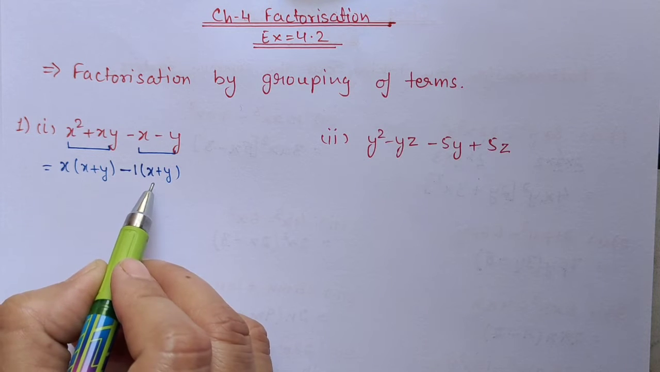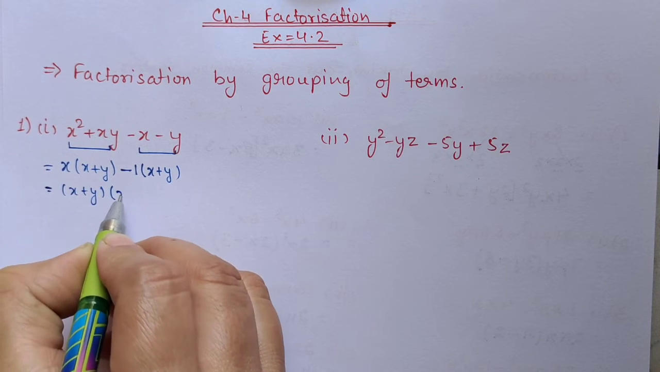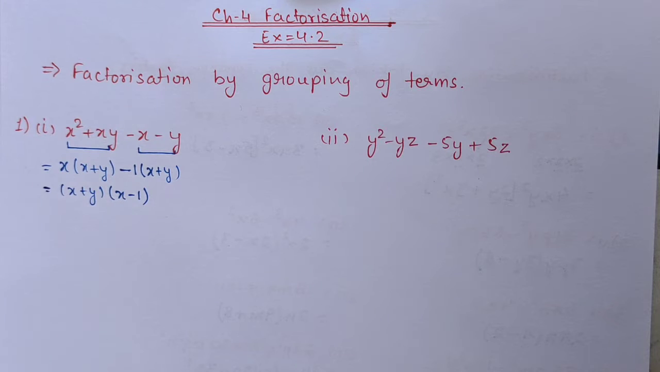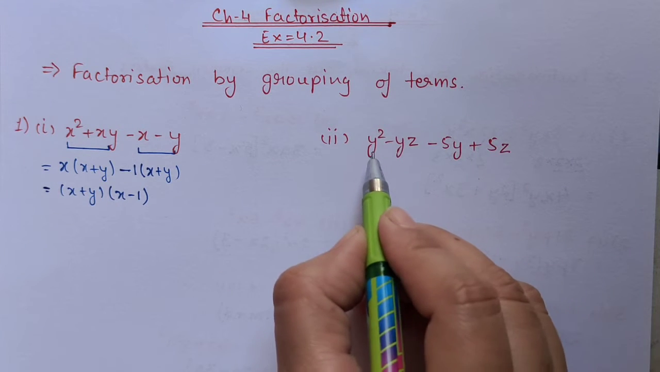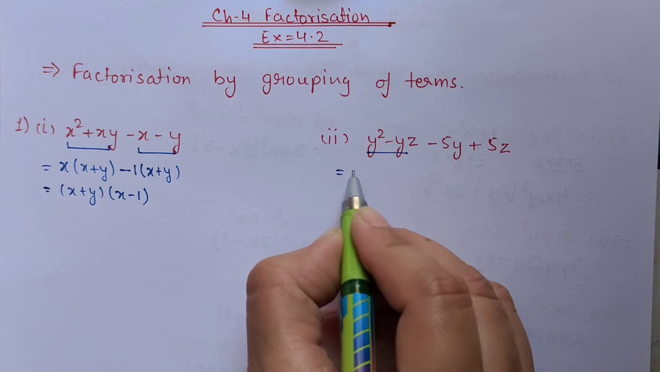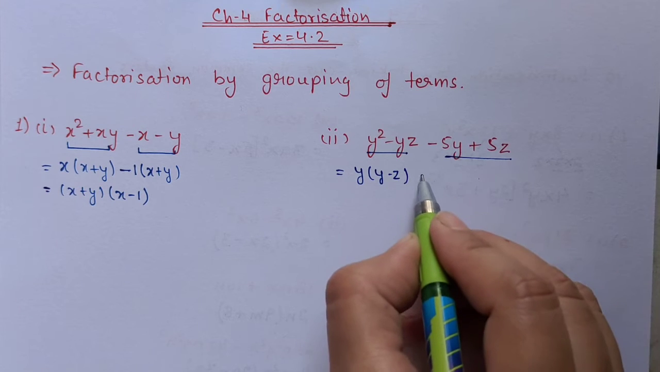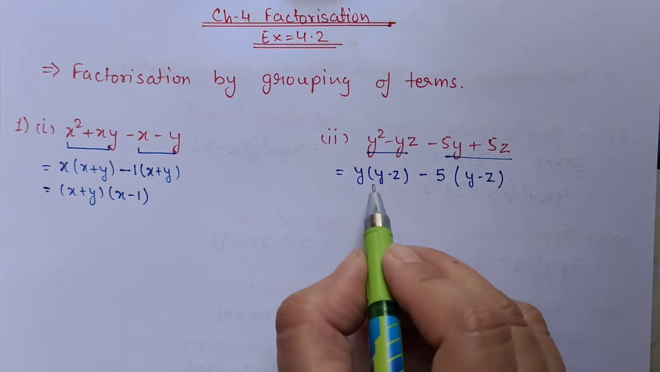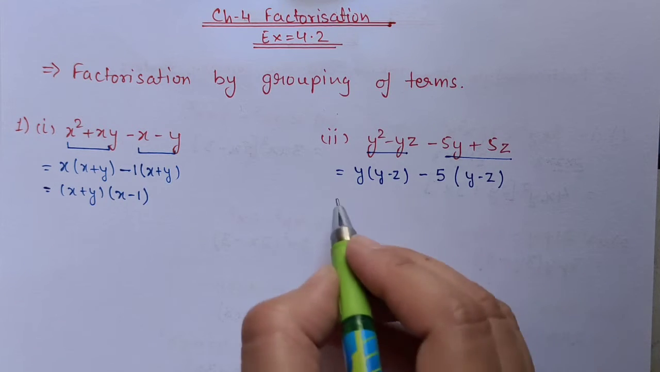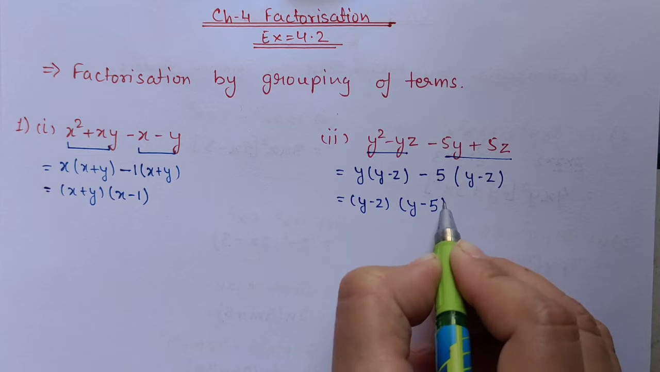Now this bracket x plus y we will take out common and the other bracket will be x minus 1. These are the factors of this question. Now the second part, y square minus yz minus 5y plus 5z. First in these two we will take y as common. Inside the bracket we have y minus z. In the last two we can take minus 5 as common, then we have y minus z. Again this y minus z is common, we can take it out and the other bracket will be y minus 5.